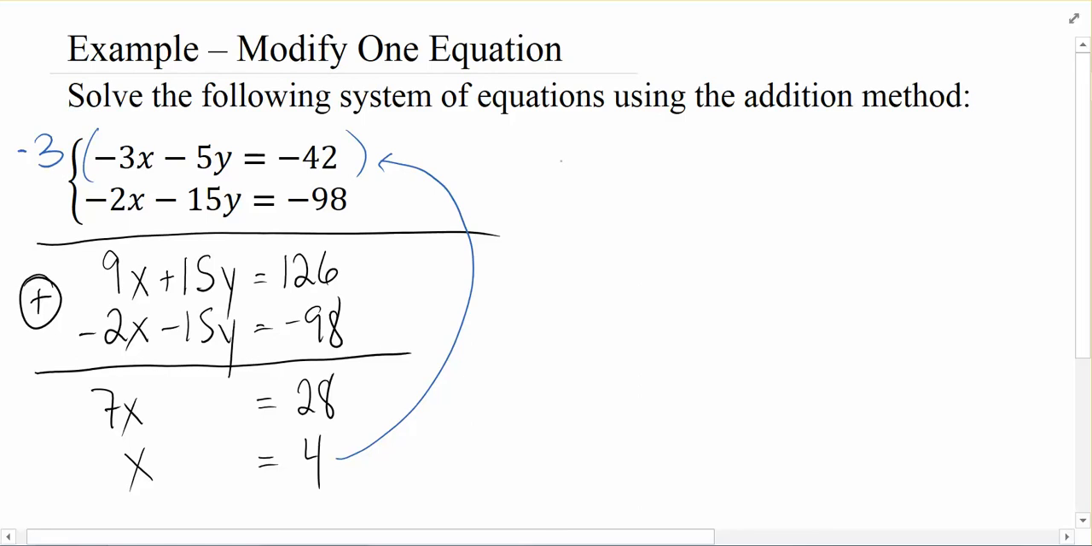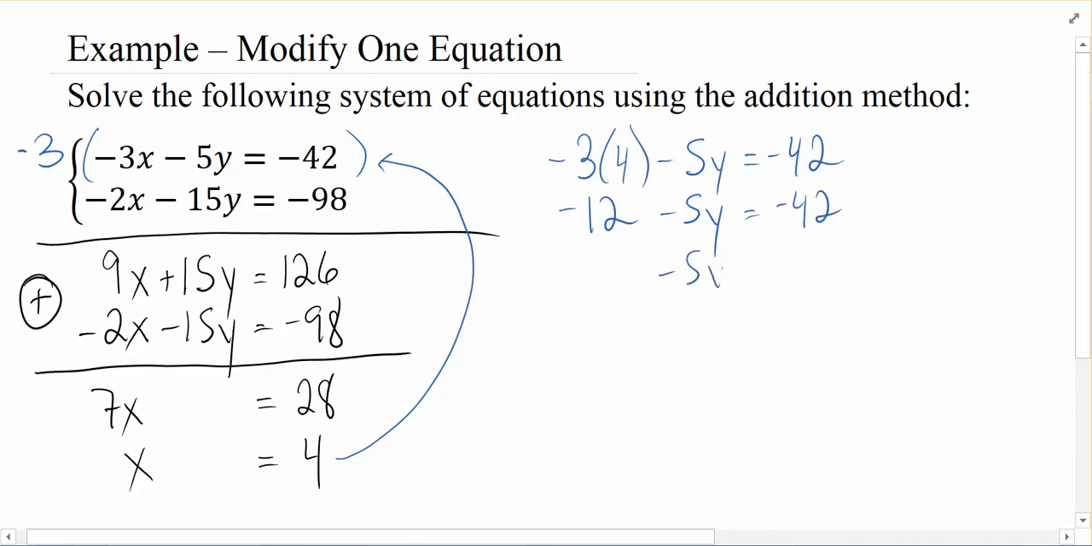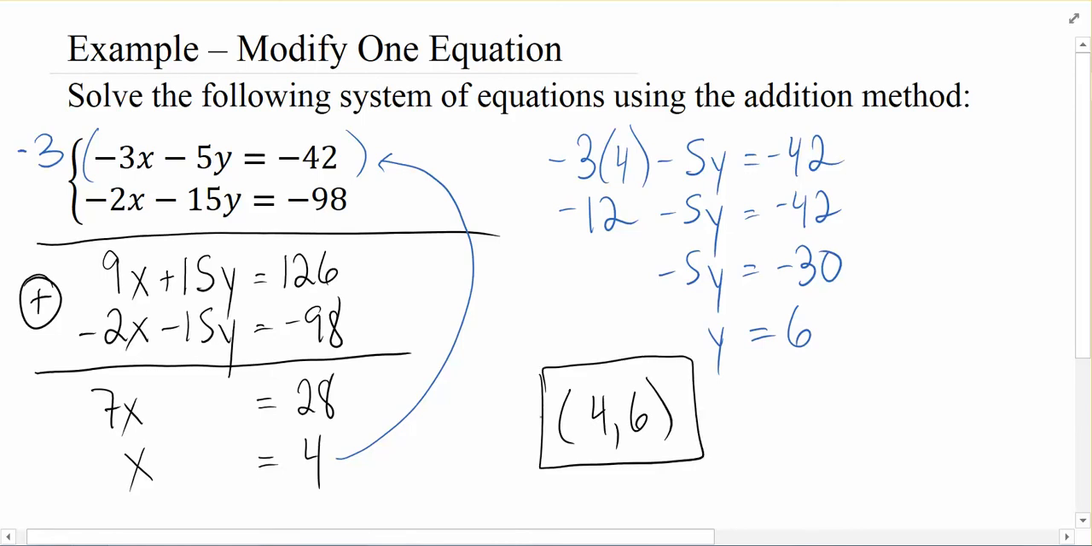But I'm going to plug back into the first, and we get negative 3 times 4 minus 5y is negative 42. And so now we can do that arithmetic. We can add 12 to each side, and then divide by negative 5. This gets us the ordered pair 4, 6, and that's the solution to this system.